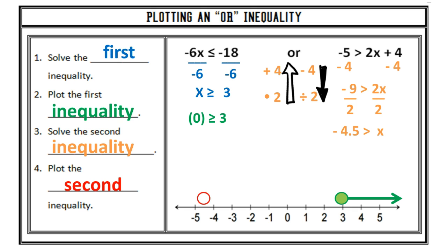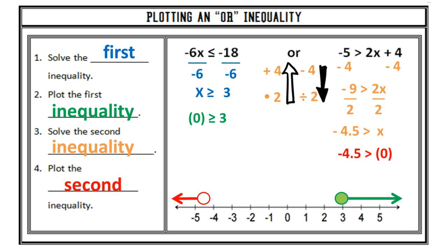Now I need to figure out which direction that arrow is going to point. So I can pick a value and substitute it in for x. 0 is a great value. Negative 4.5 is greater than 0. That's a false statement. I know that because 0 is to the right of negative 4.5, so that means negative 4.5 is less than 0. So I'm going to go to the left. I also know that all negatives are less than 0, so there's no negative that can be greater than 0. If I get a false statement, I point away from the value. If I get a true statement, I point at the value that I checked.